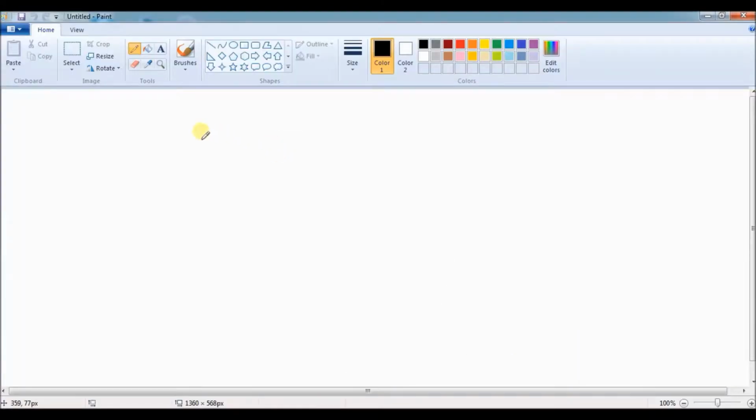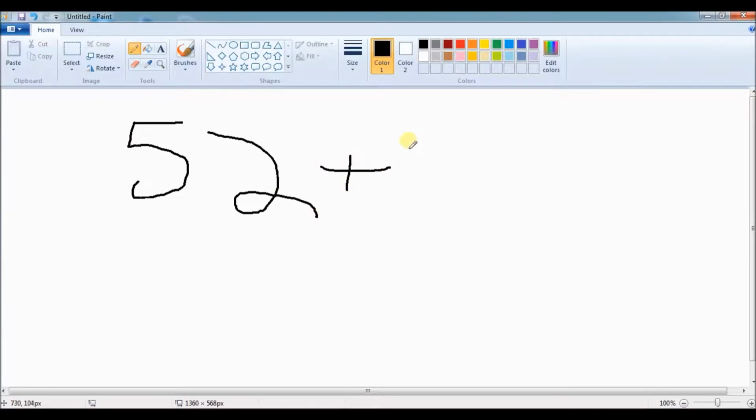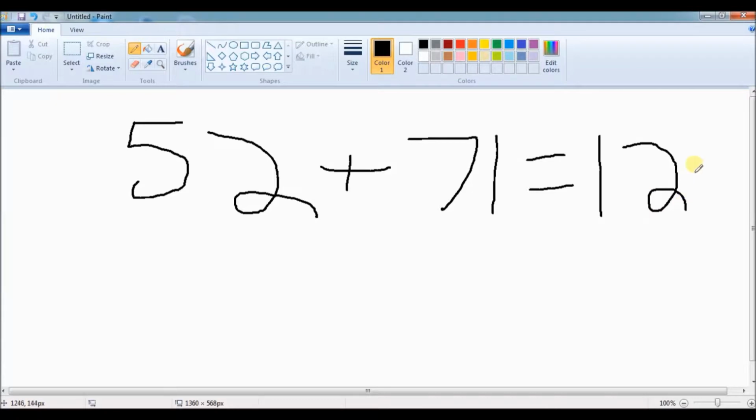Alright, so let's look at a couple of examples with big numbers. 52 plus 71. Both positive means same team. Add and keep the sign. 52 plus 71, 123.